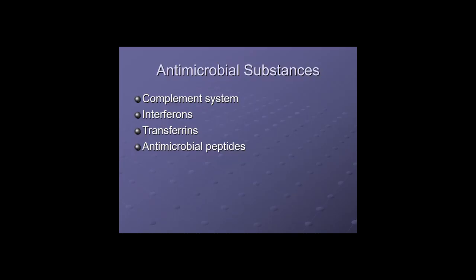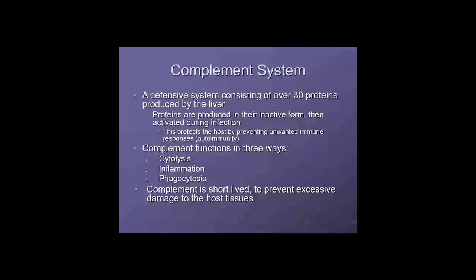So we've got phagocytosis, we've got inflammation. There's a slew of other things that are going to happen. We're only going to talk about 4 of them here. We're going to talk about complement, interferons, transferrins, and antimicrobial peptides. And we're going to focus a little more on complement than we are on the other 3, but realize the other 3 are still very important. I just can't talk about everything.